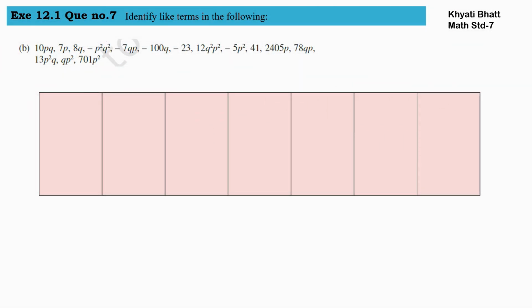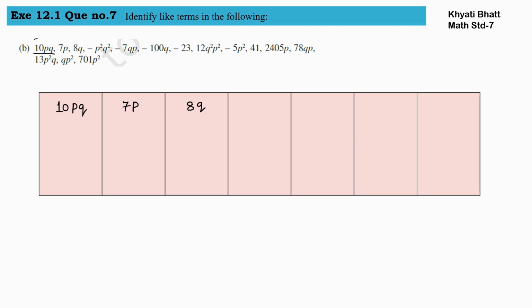Question number 7. Identify like terms in the following. So let us segregate all the terms and we will write like terms together. One by one we are checking all the terms. First we are taking 10QP. So we are writing here 10PQ or 10QP. Then comes 7P. We are writing separately 7P. Then comes 8Q. So 8Q we are writing separately.